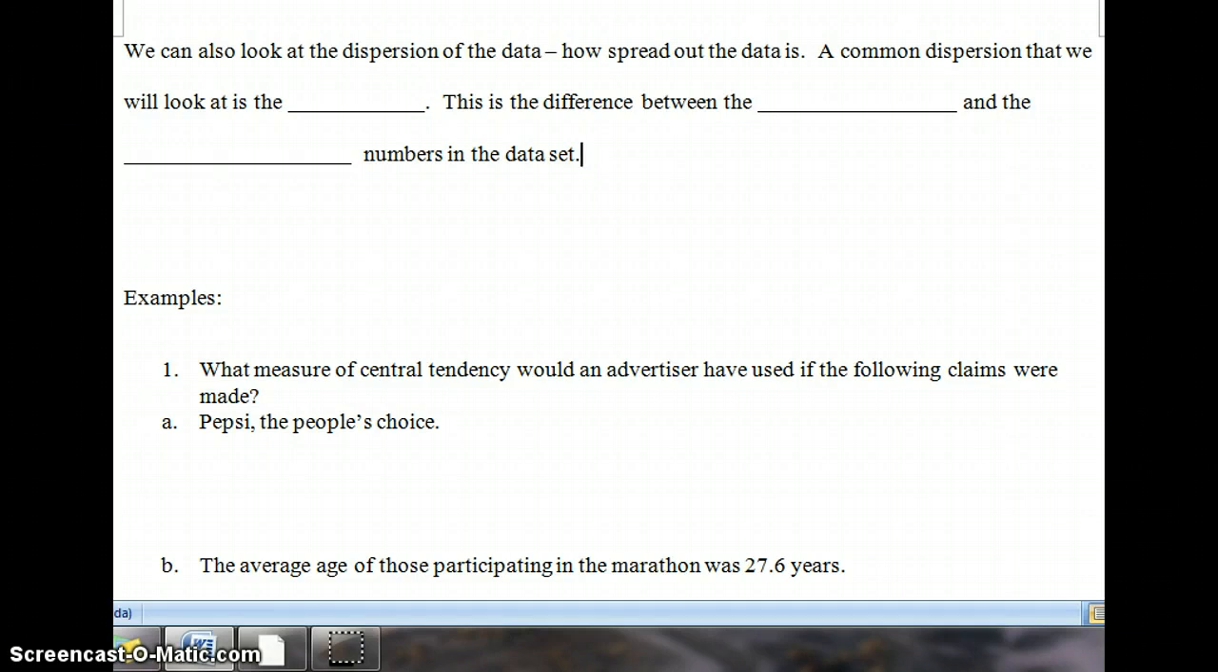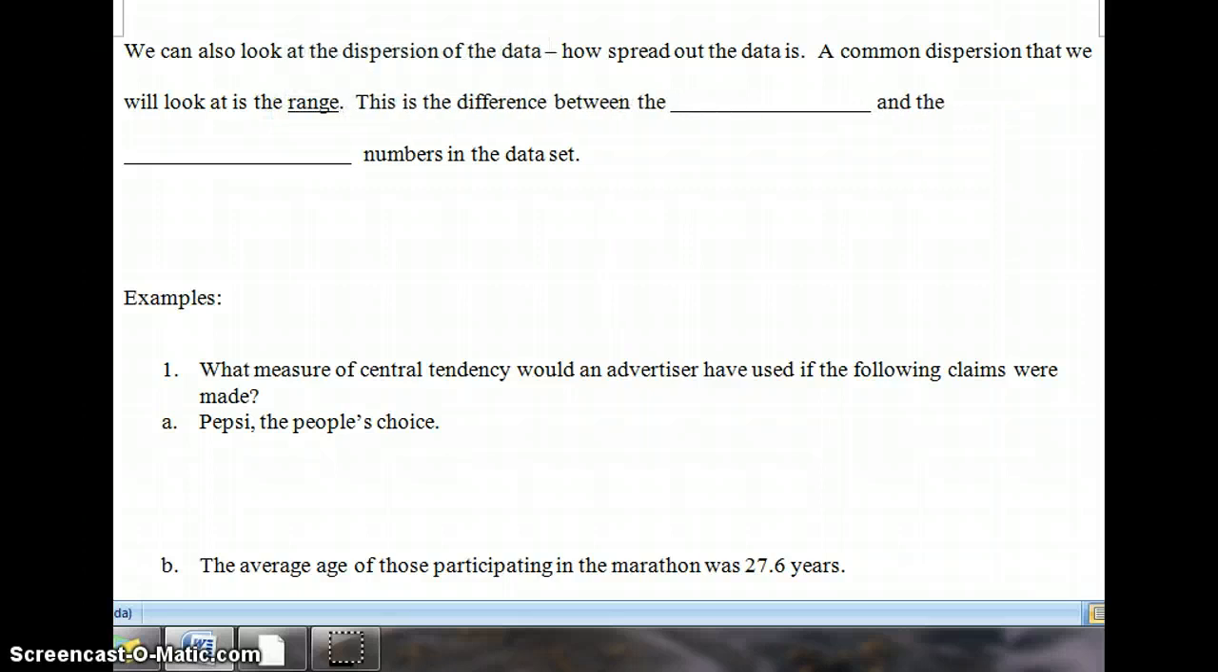So when we're thinking about dispersion, a common type of dispersion that we will look at in this course is called the range. You might have already heard this before. So the range is the difference between the highest value and the lowest value in that data set.